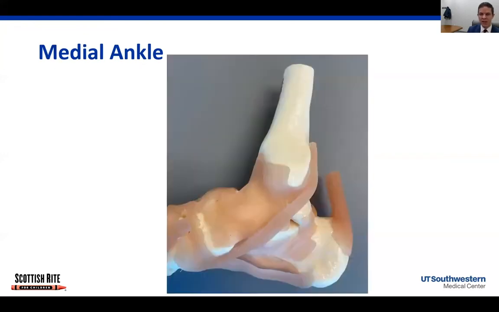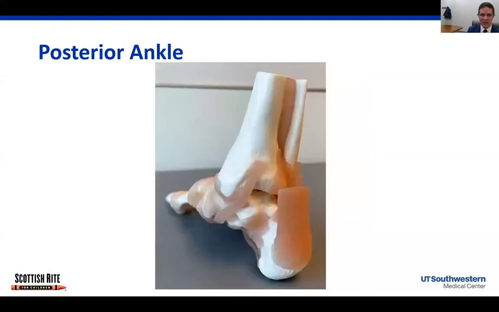Now we're going to jump over to the medial ankle. There are lots of ligaments on the medial aspect, but we like to group them together into one single ligament complex. We call it the deltoid ligament. So this whole ligament complex is the deltoid ligament. Then over the posterior aspect, the main area of concern is this guy, which is the Achilles tendon, which connects the calf muscles down to the calcaneus, which is the heel bone.